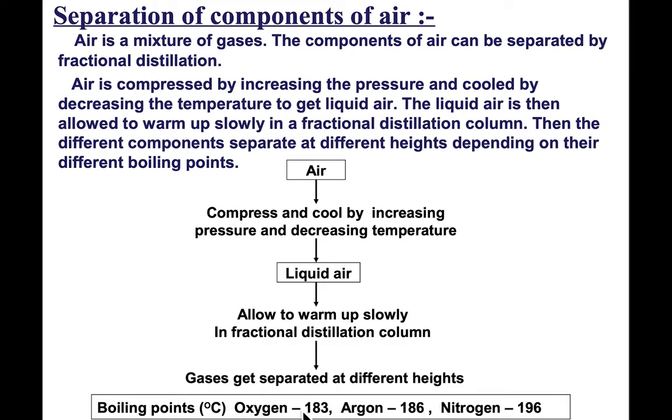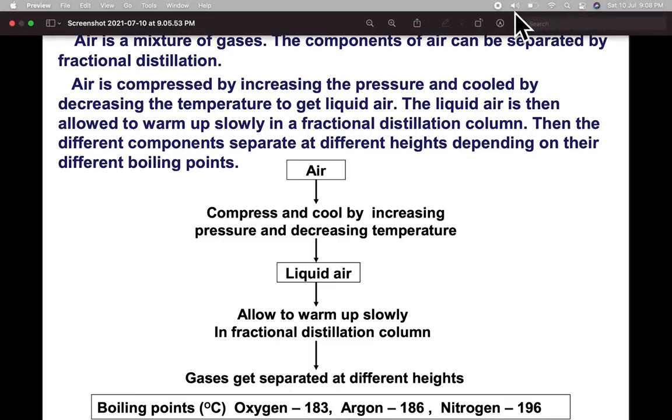So you can see the boiling point of oxygen is -183 degrees Celsius, argon -186, and nitrogen -196. So which gas will be collected first, which is having very low temperature, that is nitrogen. So first nitrogen will be collected, then argon, and then we will get oxygen.